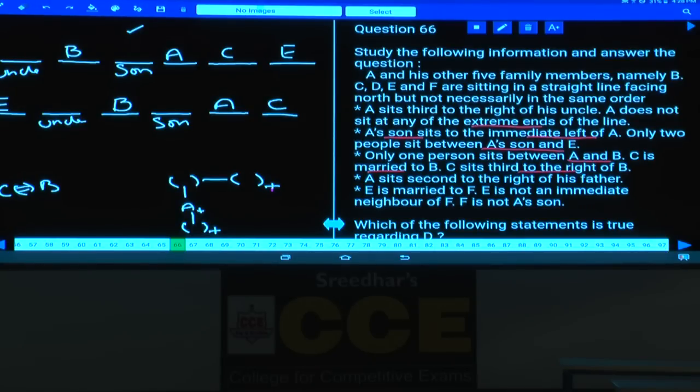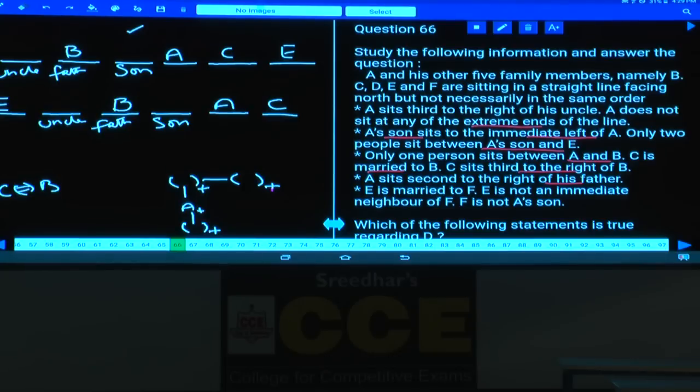A sits second to the right of his father. A has a father as well, isn't it? Now A sits second to the right of his father. As A is seated second to the right of his father, who is his father? B is his father. In this case also B is the father of A.